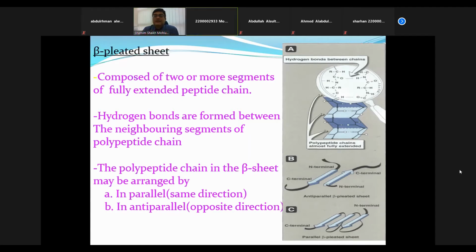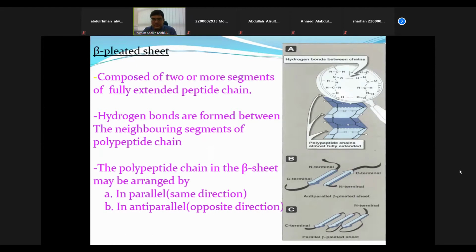Yes, we can. So this is a primary structure and this is a primary structure. Now you can see both primary structures. This is one primary structure, fully extended peptide linkage. This is the other primary structure, also fully extended peptide linkage. Now these two structures, how will they be joined?